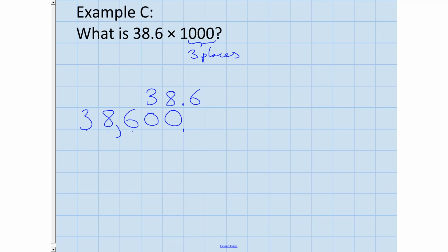38,600. Again, you can use the cheat of moving the decimal point if you want to. Do this in a different colour. So 38.6. Decimal point really would move 3 places, so it'll go 1, 2, 3. End up there, so we've got 2 blanks, and you get the same number, 38,600.